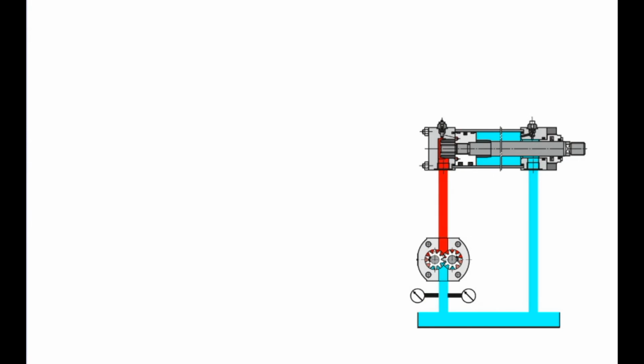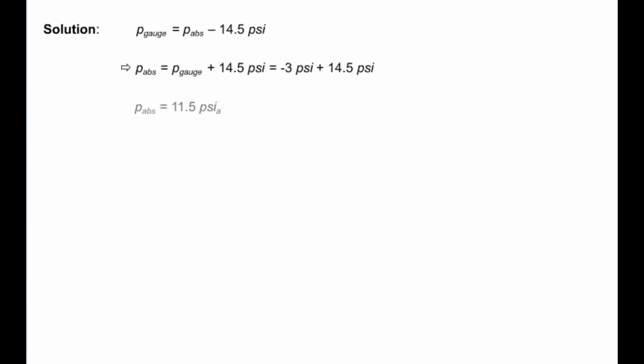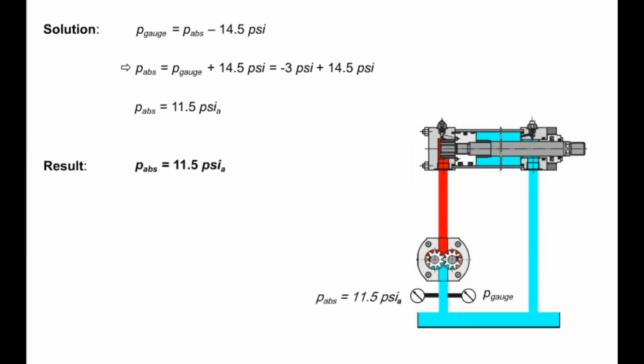Here is a simple sample calculation for this concept, given a simple hydraulic circuit. A hydraulic pump draws liquid from a container and supplies it to a hydraulic cylinder. The relative pressure on the inlet side of the pump measures minus 3 psi. We need to find the absolute pressure in the suction pipe. In order to solve the problem, we first rearrange our formula to isolate the required variable. Calculating, we get an absolute pressure of 11.5 psi in the suction pipe. This can also be expressed as a negative pressure of 3 psi.